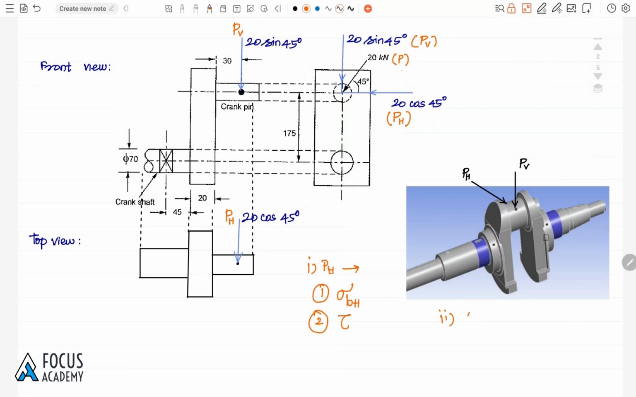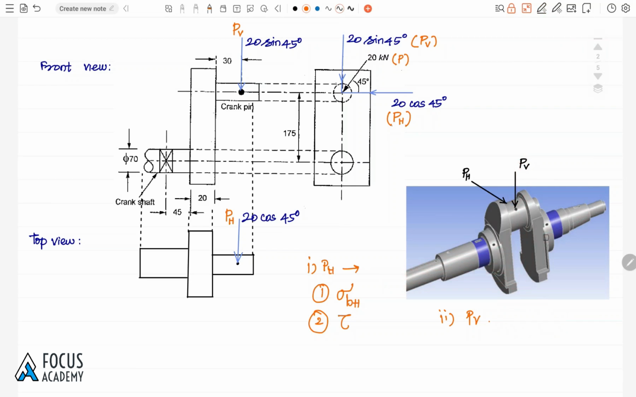And due to the vertical load, which is PV, and here is the axis, the vertical load is perpendicular to the axis. So this may cause vertical bending of the shaft. So due to the vertical load, there is a chance of vertical bending.